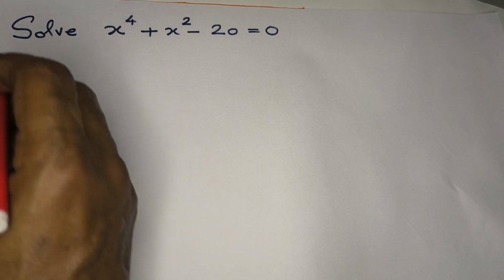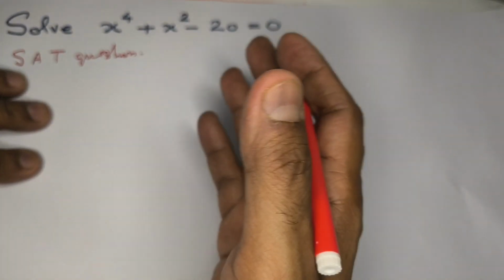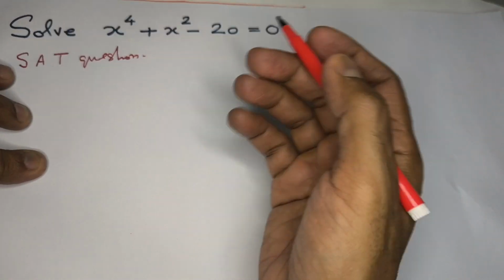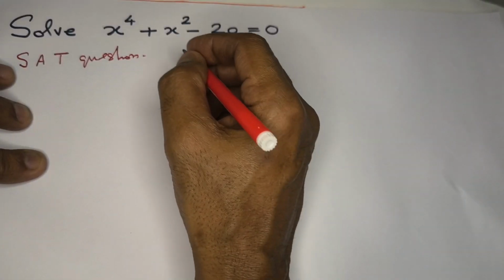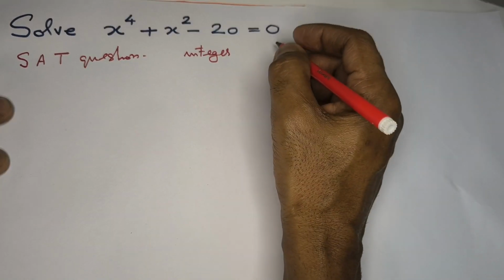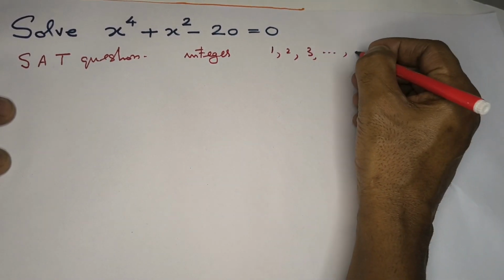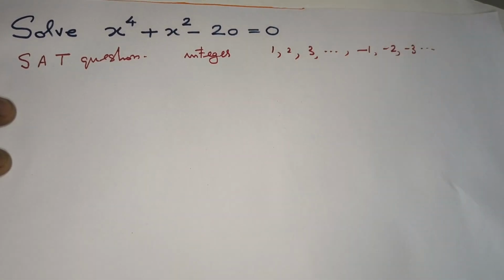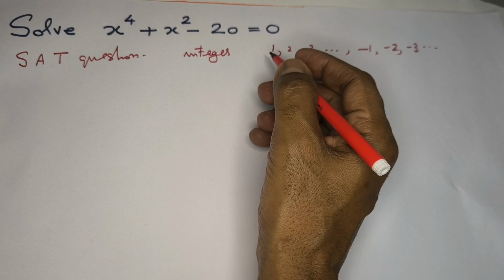Hi friends, this is a sad question. As you can see, this is a fourth degree equation. In all higher degree equations of this kind, invariably at least one root or solution will be an integer. So plug in numbers like 1, 2, 3 or -1, -2, -3, etc. in the given equation. Let's begin with 1 first.